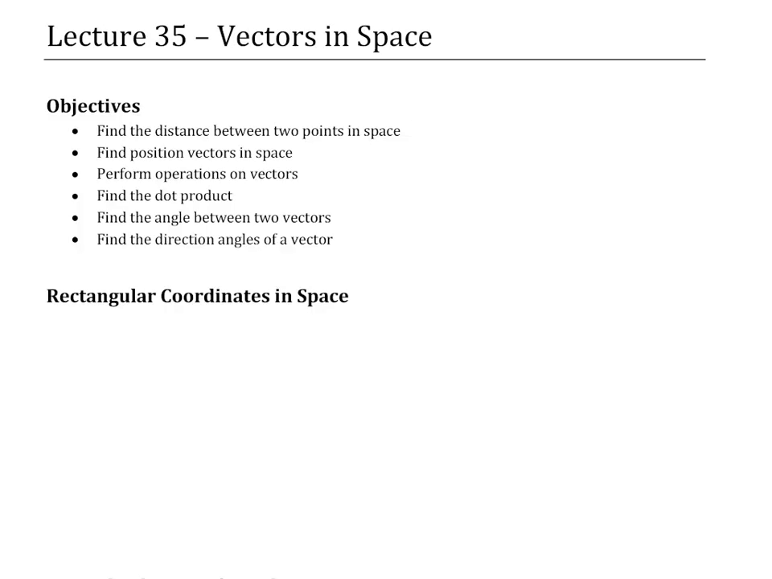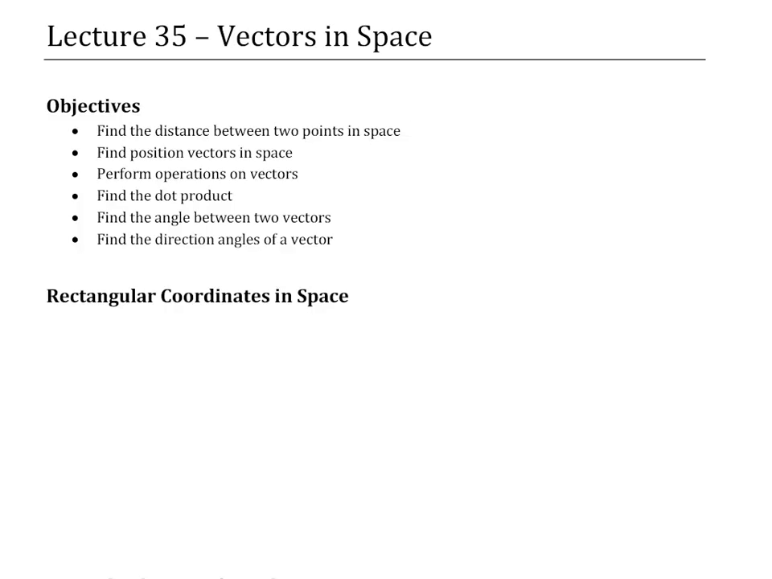So, to do that, we have to introduce some new concepts. For one, finding the distance between 2 points in space instead of on just the plane. Representing vectors as position vectors in space, performing operations such as addition, subtraction, and scalar multiplication, and even the dot product. And then finding the angle between two vectors in space. And then another representation of a vector, not just its coordinates or its position vector, but its direction angles. And that's going to be the last thing that we talk about in this section.